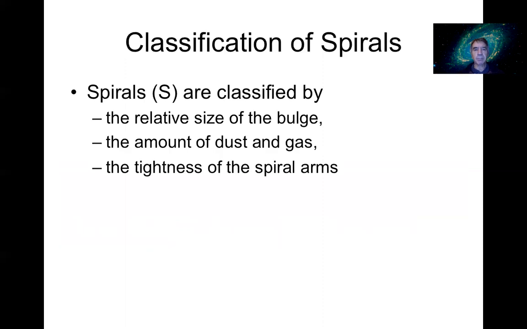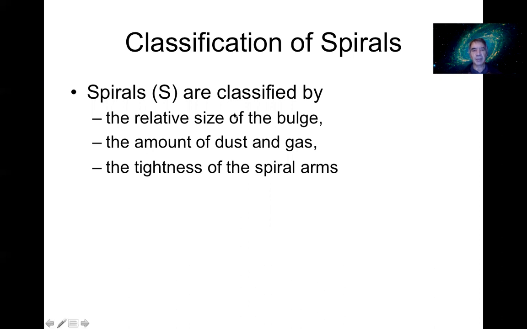So next up are the spirals. These are a little bit more complicated, obviously. Again, they're given a letter to designate them, so capital S is the obvious choice here for spirals. Different spirals are classified by 3 different things that tend to go hand in hand with each other. The first is the relative size of the bulge in the middle of the disk compared to the rest of the disk itself. Okay. So what is the relative size of the bulge to the disk?